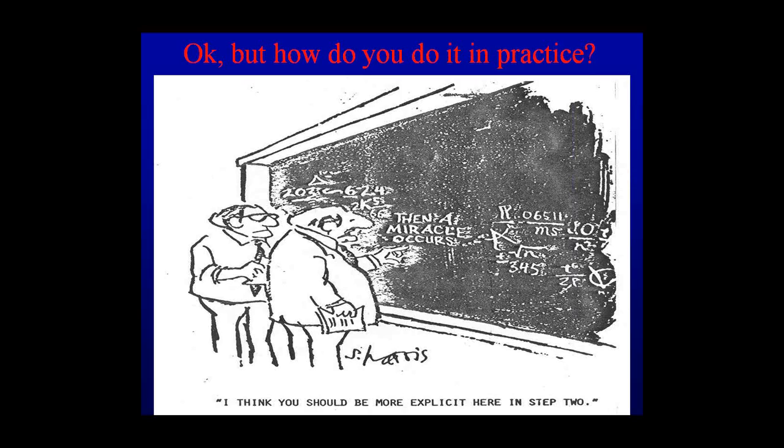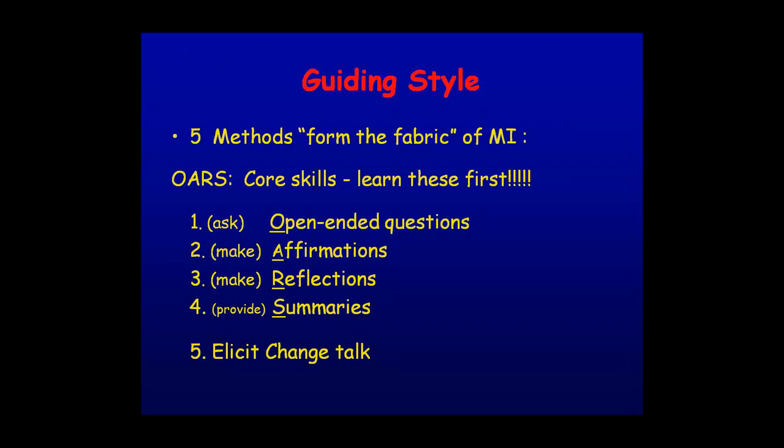So here, as you see from the slide, I think you should be more explicit here in step two. As simple as it is, the five methods that form the fabric of MI are the core skills. To learn these first is extremely essential. Otherwise, you wouldn't be able to learn brief interventions. These are the four important ones: open-ended questions, affirmations, reflections, and summaries. And the big part of it is that throughout the session, we need to elicit the change talk.